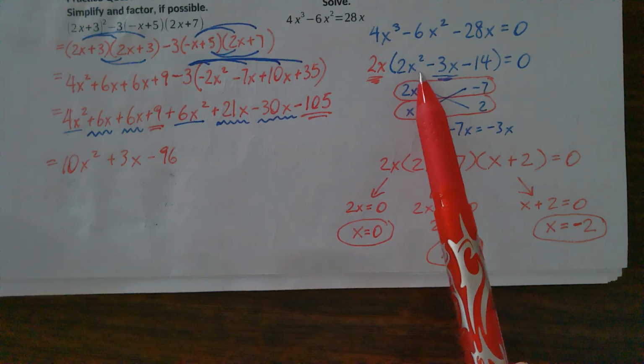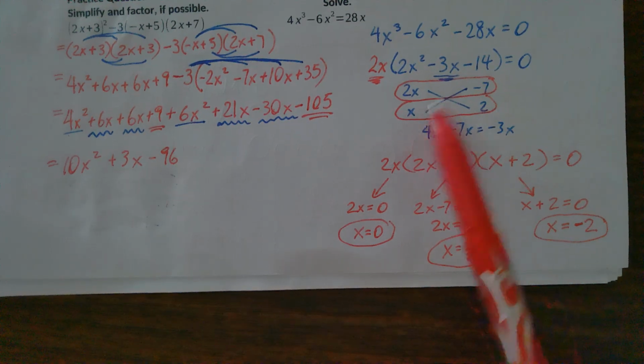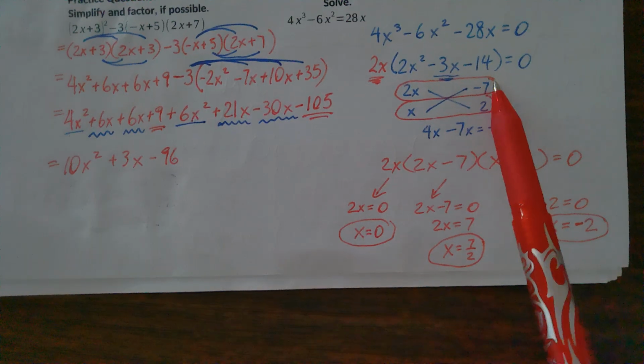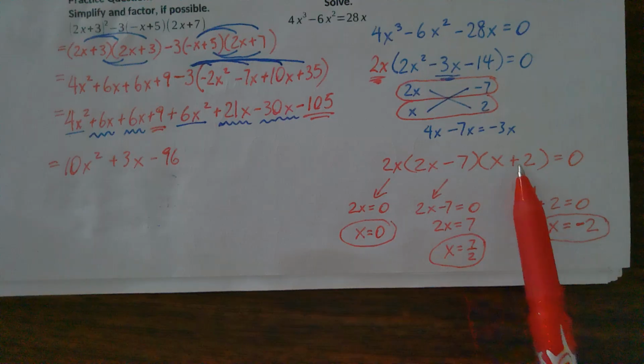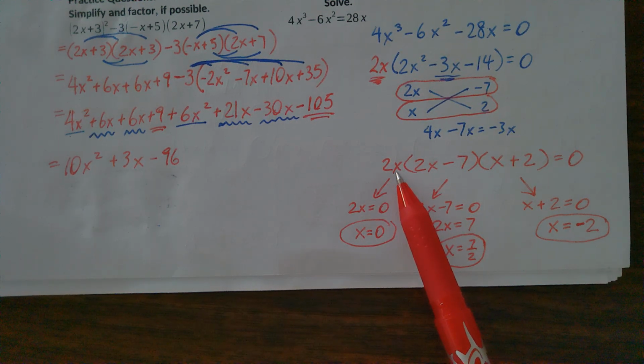So 2x times x gives me 2x squared. Negative 7 times 2 gives me negative 14. So when I cross multiply, I do get that negative 3x that I want in the middle. So this means this is the right order. These are my 2 brackets, like this. Don't forget that 2x at the beginning that you common factored out.